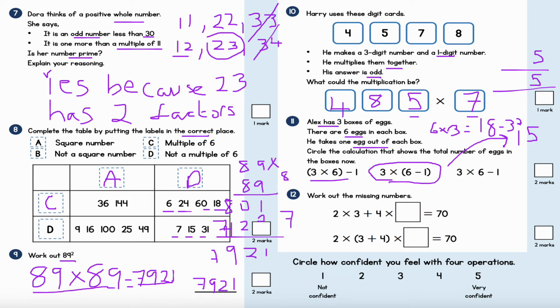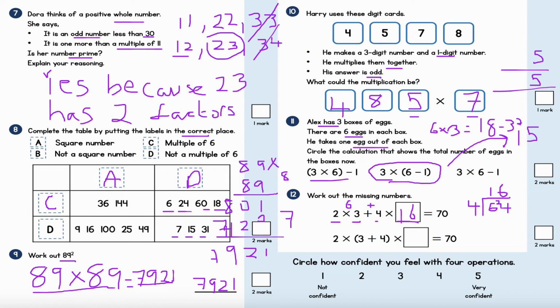Question number 12, guys. Work out the missing numbers. 2 times 3 plus 4 times something equals 70. So again, using BIDMAS, 2 times 3 is 6. 6 plus 4 times something. Well, 70 take away 6 is going to be 64. And then divide that by 4, and that will tell me what the missing box is. So 4 falls into 6, goes once with 2 left over. Falls into 24, goes 6 times. So the answer is 16.